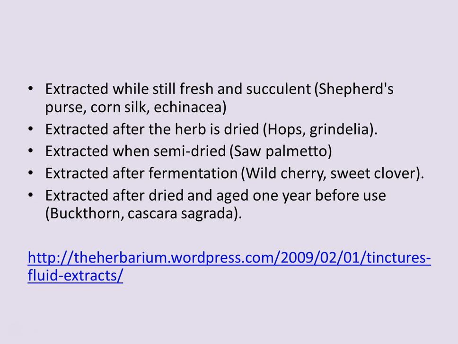Other things to think about, and this is from an interesting site, the Herbarium WordPress site. There are certain plants that you're going to want to extract fresh and succulent. So shepherd's purse, corn silk, even echinacea. You'll find a lot of good herbalists that say they will not make an echinacea tincture from dried material. You can have extractions after the herb is dried, so the hops and the grindelia actually are better.